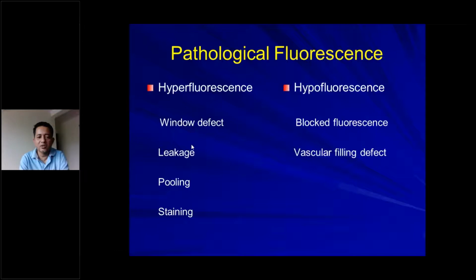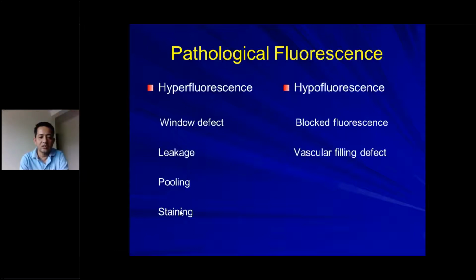The leakage and pooling will start a bit later. In the leakage, the margin is very fuzzy, so if you see leakage in the early phase, you may see a well demarcated area, but in the late phases, then it becomes very fuzzy. The pooling will start slightly later than the leakage, but it starts from a well demarcated area. The hyperfluorescence increases as you go on in the late phases, but it doesn't exceed the area it is staining.